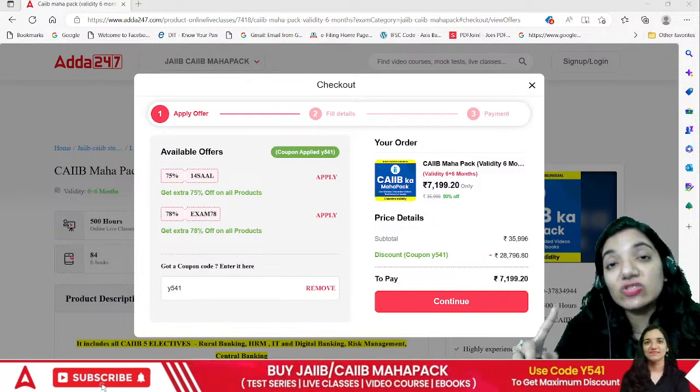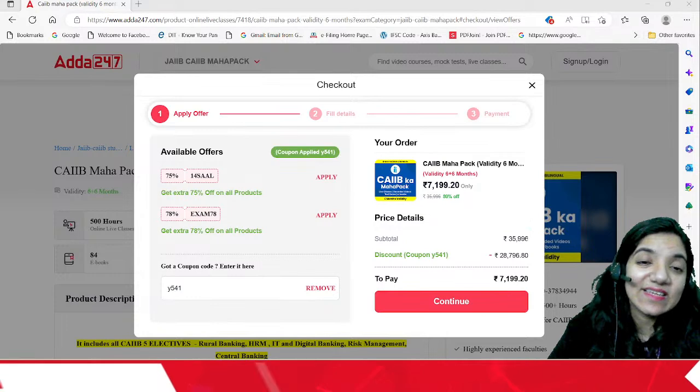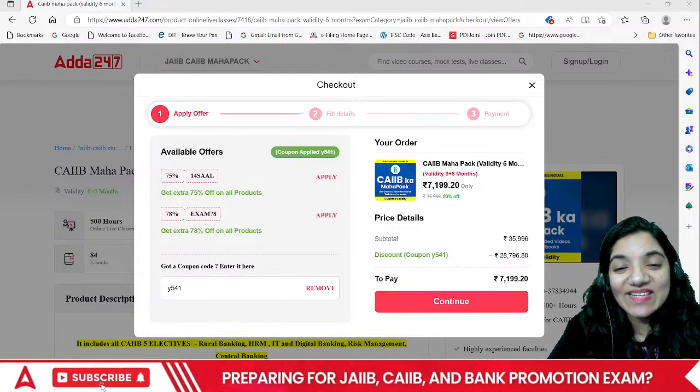Number 1, registration is going to start in the month of April. Number 2, the examinations would be held in the month of June.